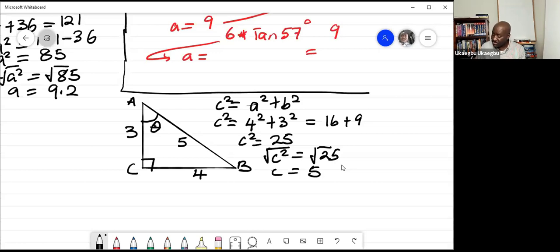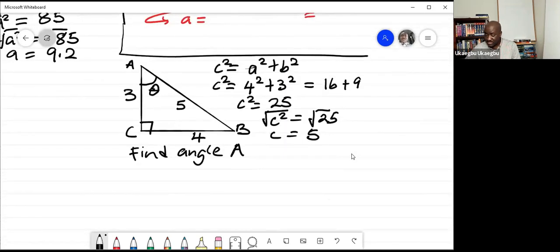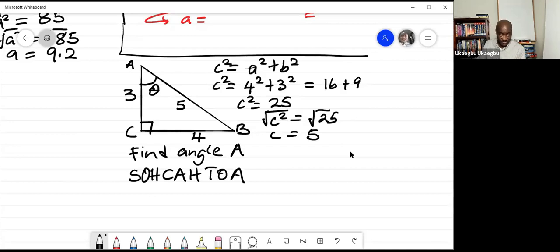And now we want to determine the angle A. So the question is: find angle A. It can be find angle A or determine angle A. So the trigonometric ratio formula, SOHCAHTOA, that's the first thing you think about. Always write down the acronym.